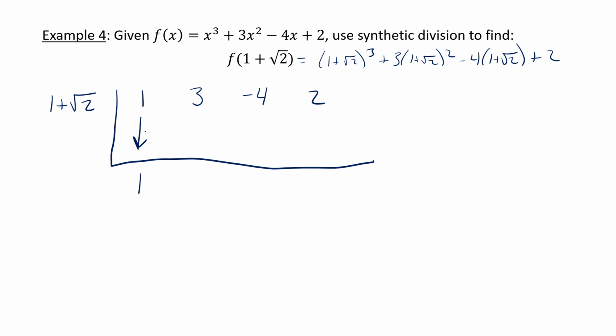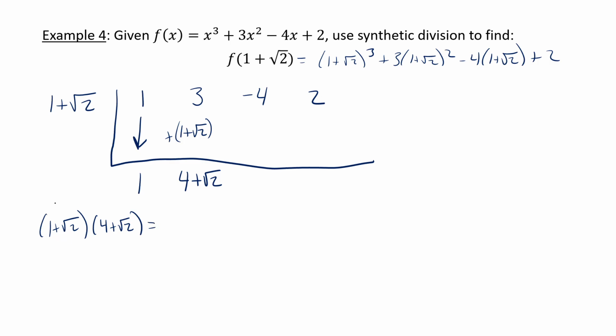I would say 1 times 1 plus the square root of 2 is 1 plus the square root of 2. If I add 3 to that, I would get 4 plus the square root of 2. Now it does get a little bit more work here, because I have to multiply 1 plus the square root of 2 times 4 plus the square root of 2. Okay, we can do this.